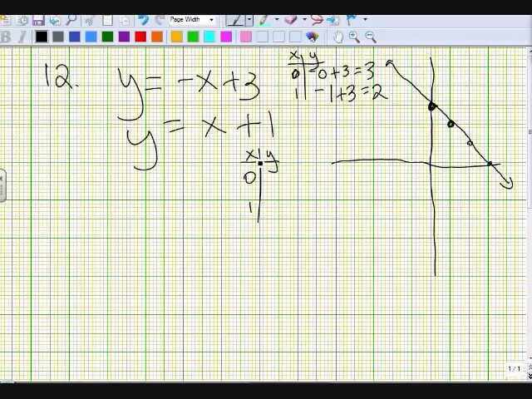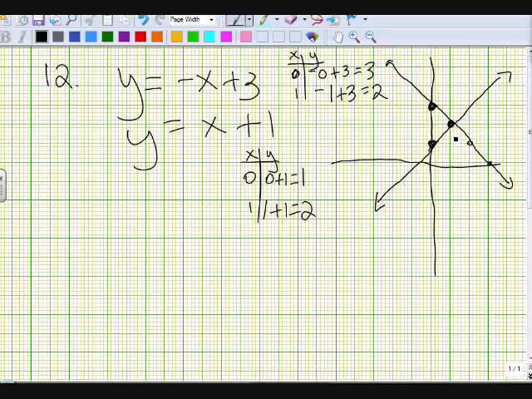When x is 0, I get y is 0 plus 1, and that's 1. So I graph the point x 0, y 1, over 0 and up 1, and put a dot. And then I'll substitute in 1 for the x and get y is 1 plus 1. That's 2. I go over 1 and y is 2, so up 2 and put a dot.